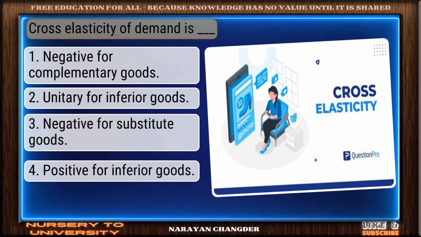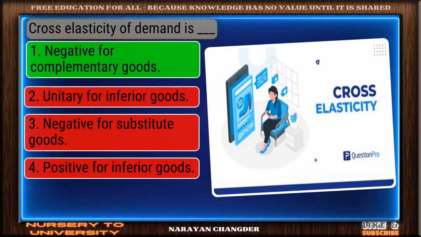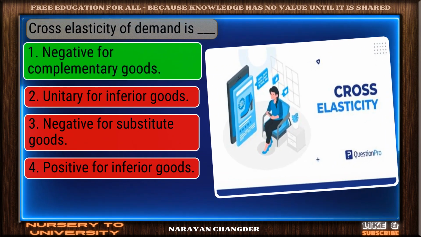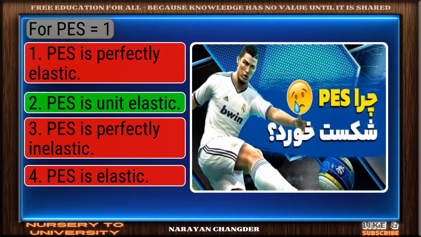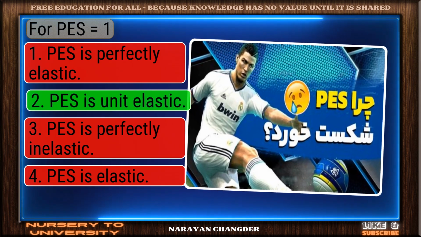Cross-elasticity of demand is dash. Right choice. Negative for complementary goods is the best answer. For PES equal to 1. Exactly. PES is unit elastic makes sense, and it is the right choice.